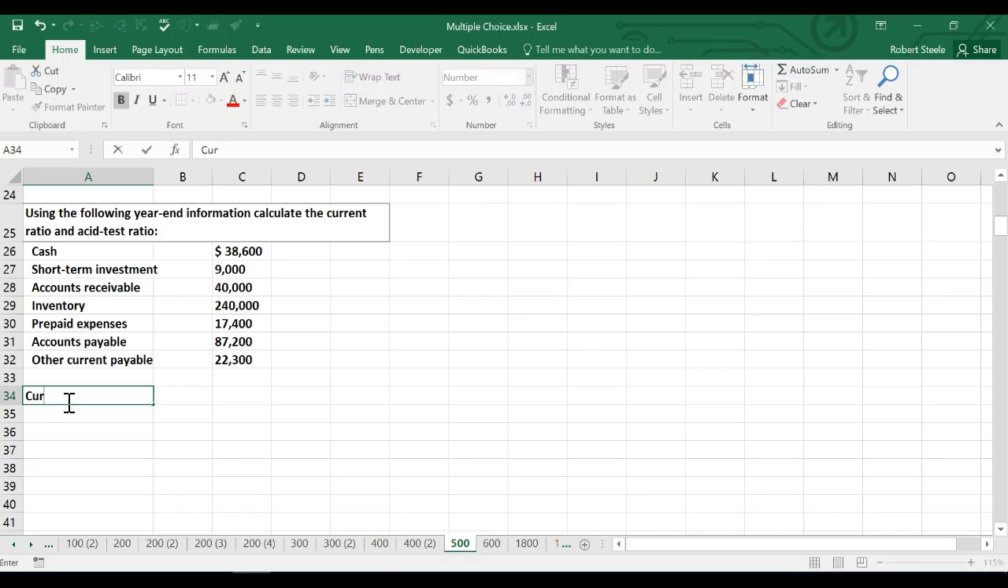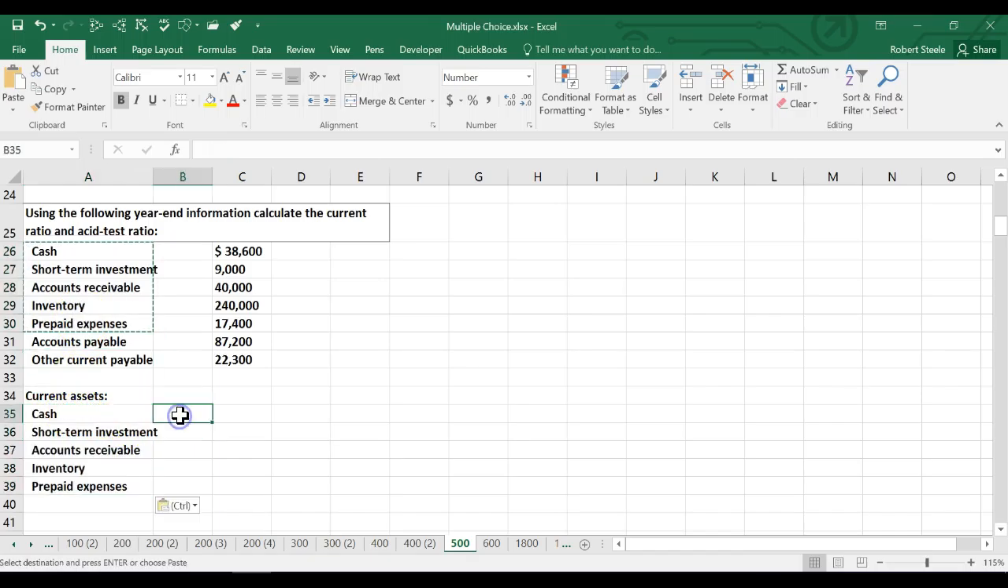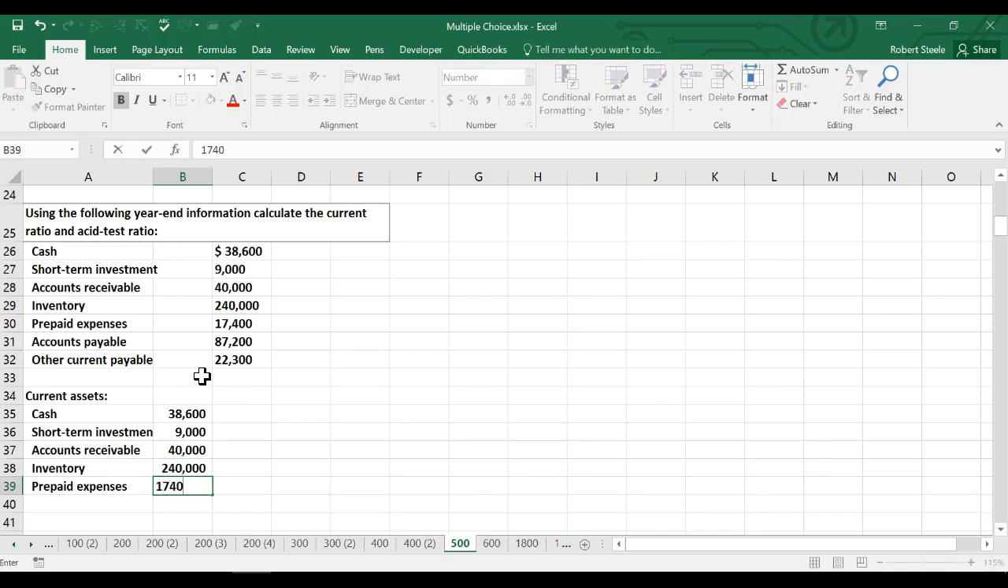I'm going to say current assets, and we have to decide which of these, of course, are current. Cash is current, short-term receivables are current, accounts receivable is current, inventory is current, as well as prepaid expenses. So they gave us all these current assets. Things that would not be current would be if they gave us something like property, plant, and equipment. So I'm just going to put those here. I'm going to bring those numbers down, 38,600, 9,000, 40,000, and 24, and 17,400. And so the total then would be here.